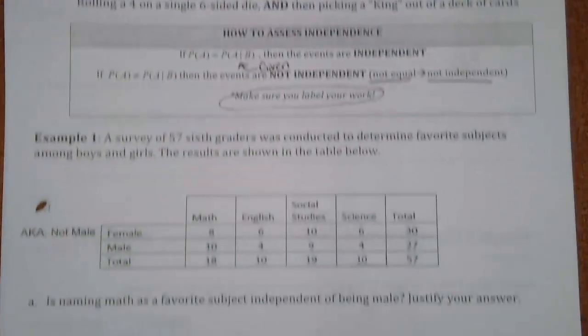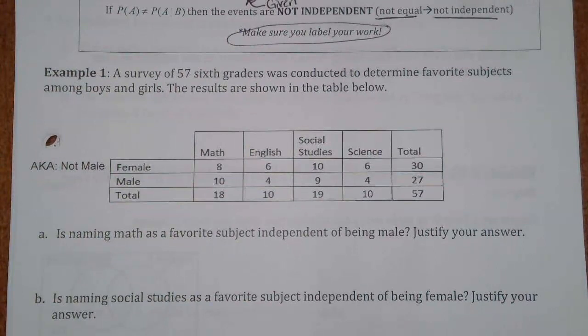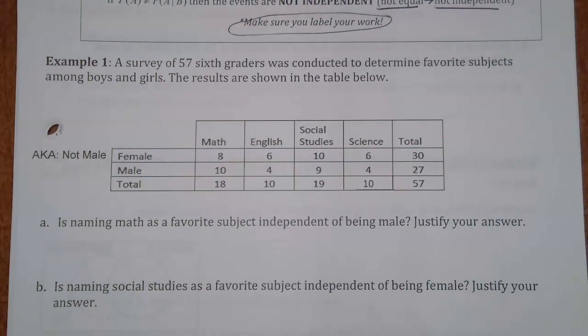Okay, so let's look at example 1. A survey of 57 sixth graders was conducted to determine favorite subjects among boys and girls. So in this case, we are calling it male and female, or AKA not male. And it's across multiple subjects. We have math, English, social studies, science, and then obviously our marginal totals. So it says, is naming math as a favorite subject independent of being male?